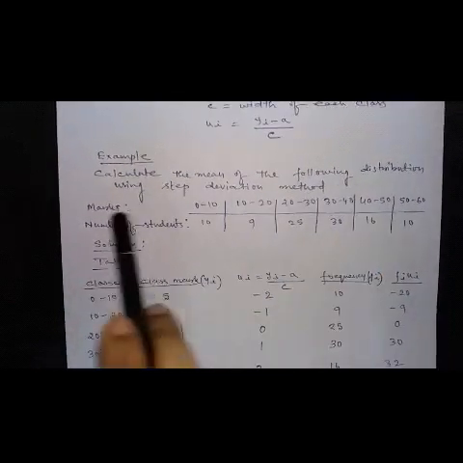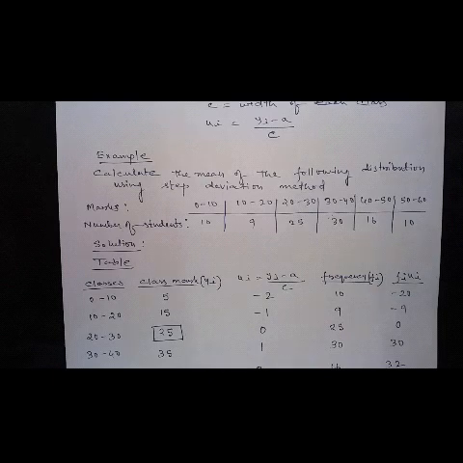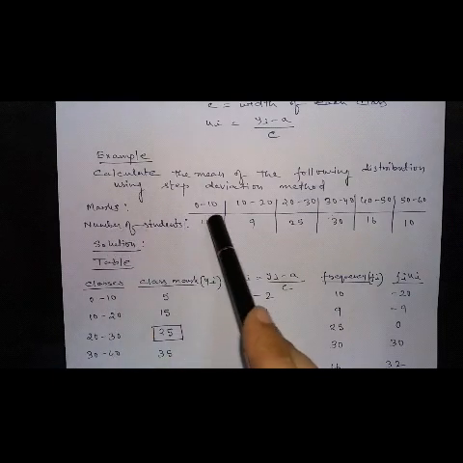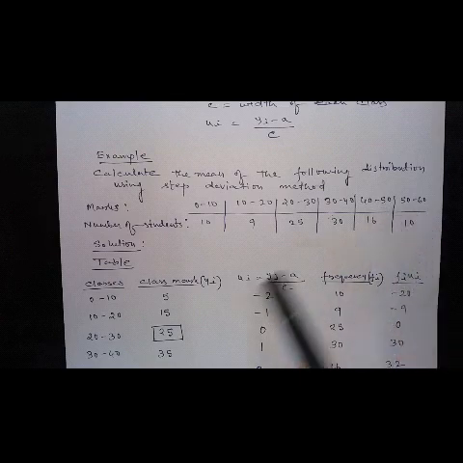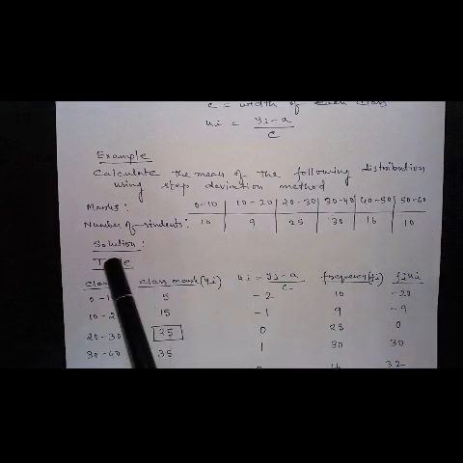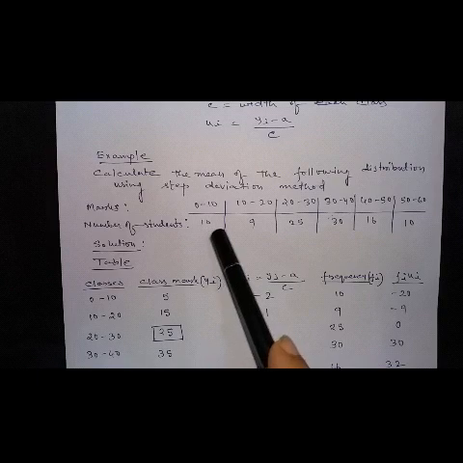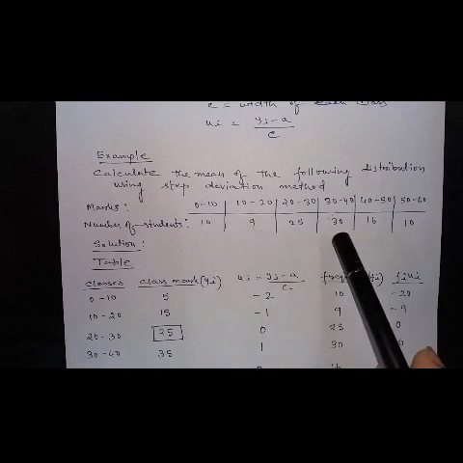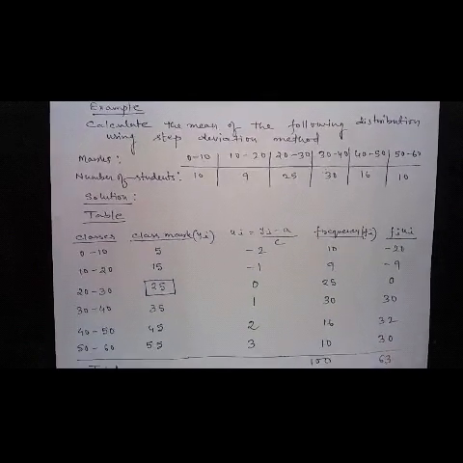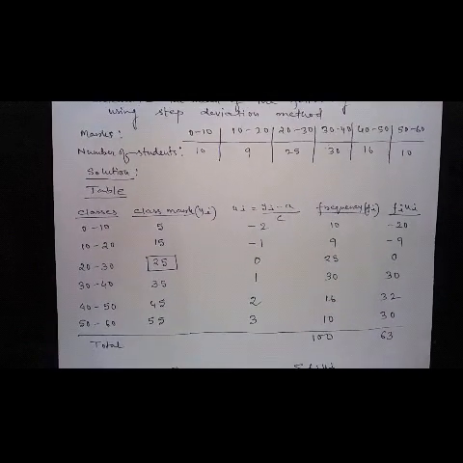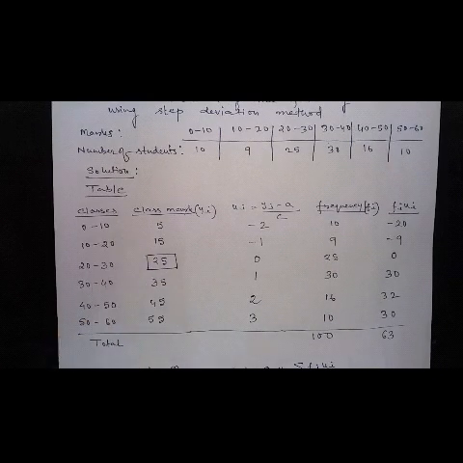Calculate the mean of the following distribution using the step deviation method. So marks are given here: 0 to 10, 10 to 20, 20 to 30, 30 to 40, 40 to 50 and 50 to 60. And the number of students are: 10, 9, 25, 30, 16 and 10. So these are the frequencies. Now for the solution we have to prepare the table first. So here is the table.